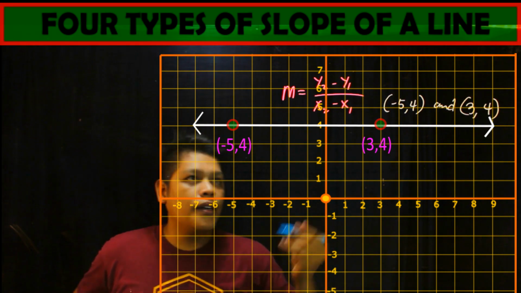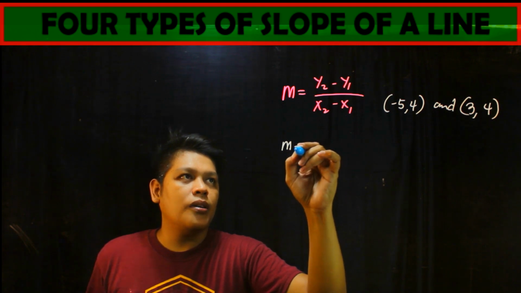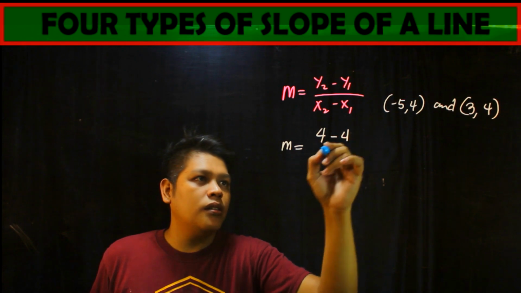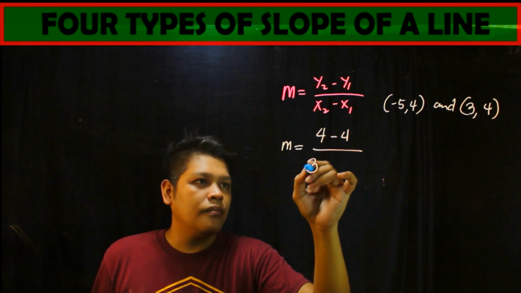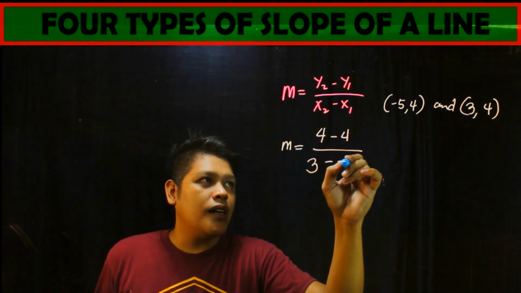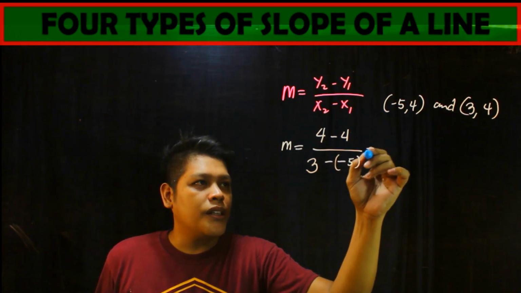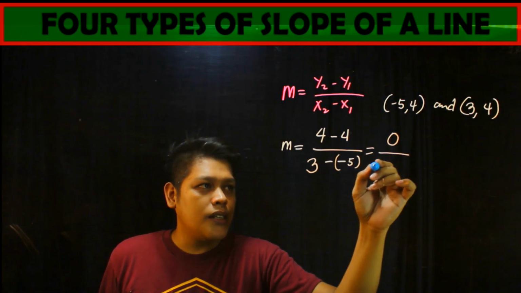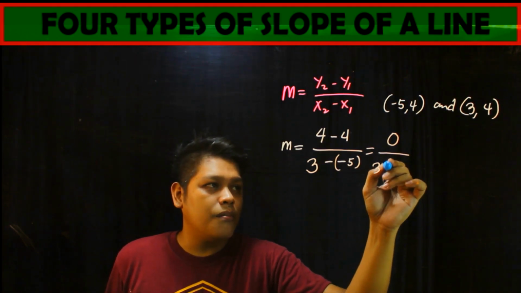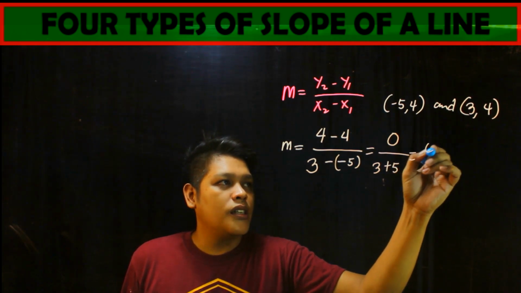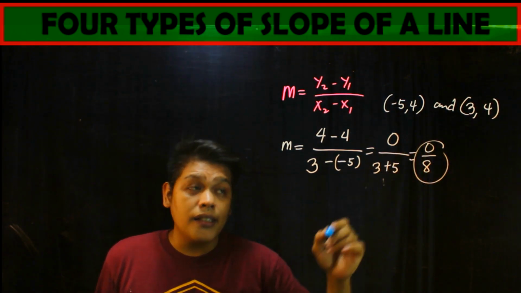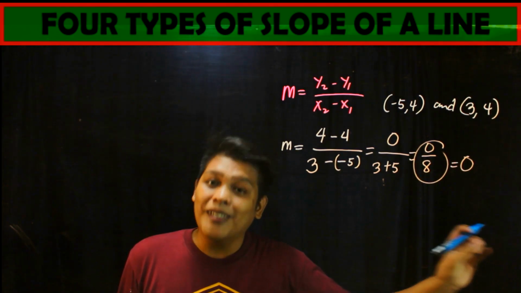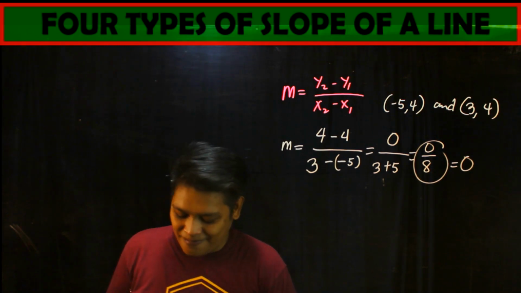So mangyayari dyan, m equals y sub 2, which is 4, minus 4, over 3 minus negative 5. So 4 minus 4 is 0, di ba? And then 3 minus negative 5 becomes positive, 3 plus 5, or 0 over 8. What is 0 over 8? This is 0. So the slope is 0 kapag horizontal ang kanyang line.